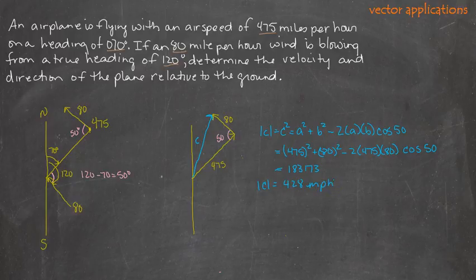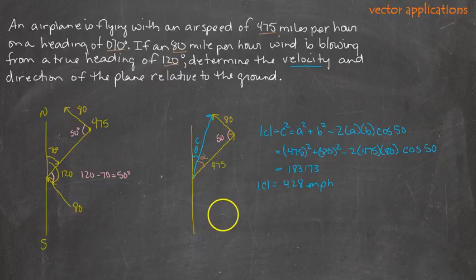Okay, so I'm halfway there because I'm asked to determine the velocity, which is the magnitude, and I want the direction of the plane relative to the ground. So I need to find out what the direction of c is. For this one, I can use the law of sines and find alpha. Once I have alpha, it's easy for me to find theta. Let's call this theta.